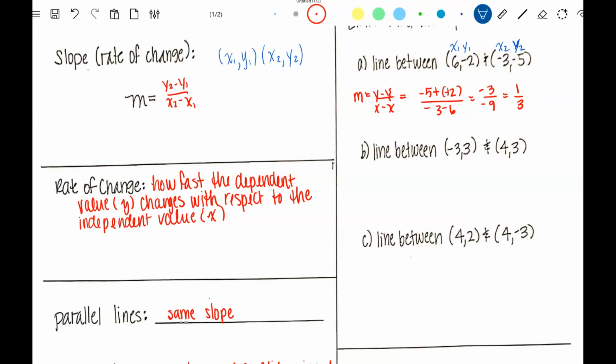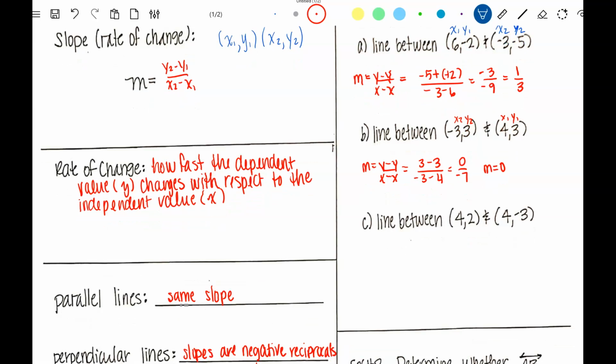Okay, between -3 and 4, same thing. m equals y minus y over x minus x. This time I'm going to do this as x2, y2, this as x1, y1, because it doesn't matter. So that's 3 minus 3 over -3 minus 4, which is 0 over -7. 0 divided by anything means that the slope is 0. This is a horizontal line.